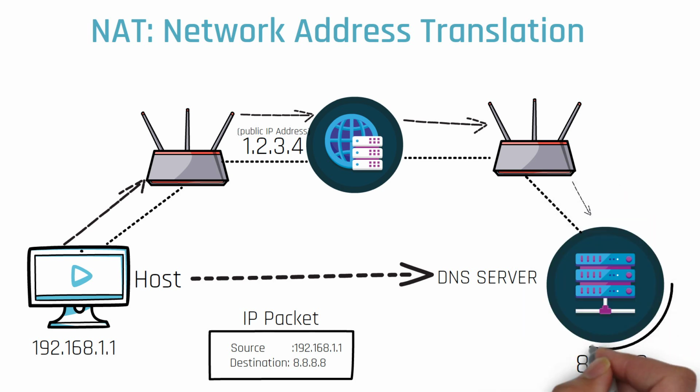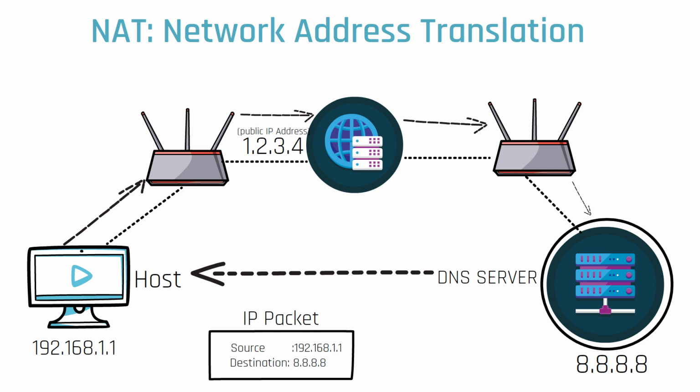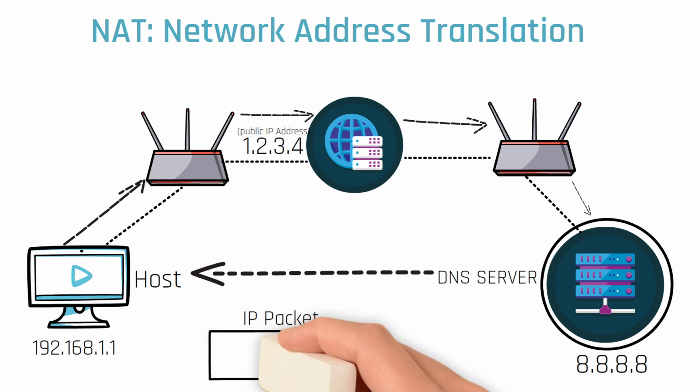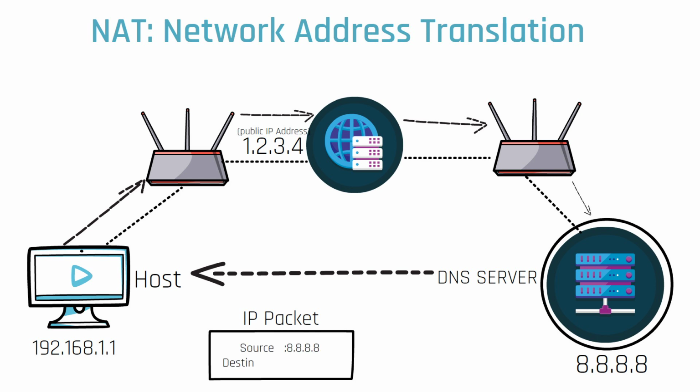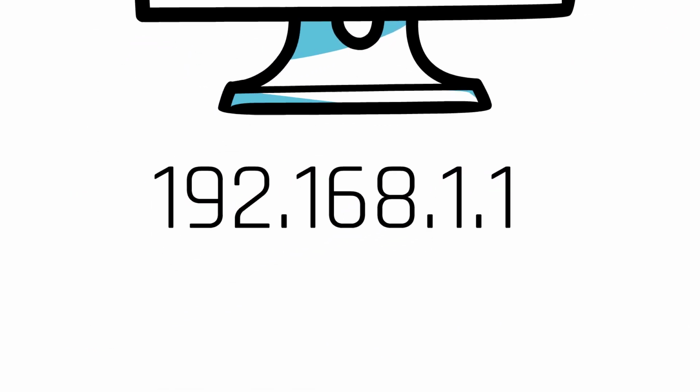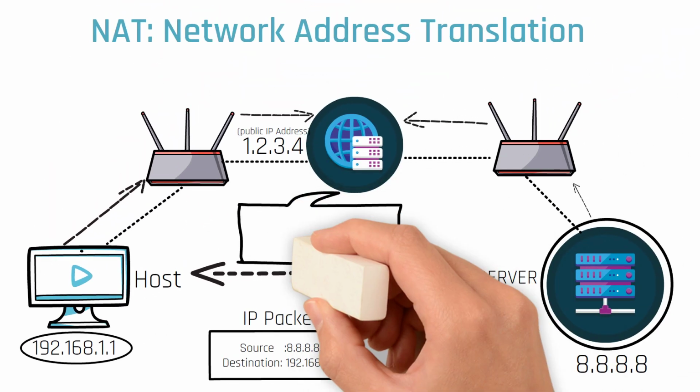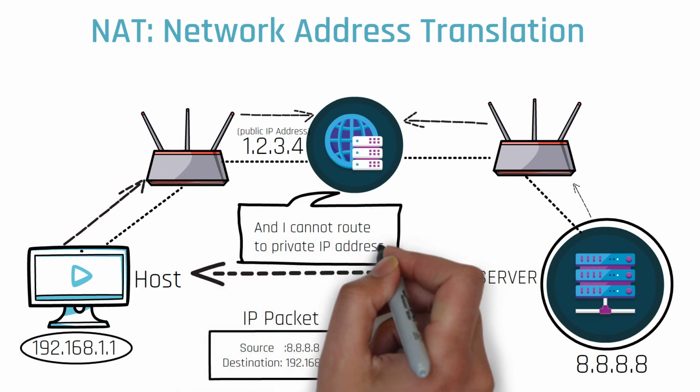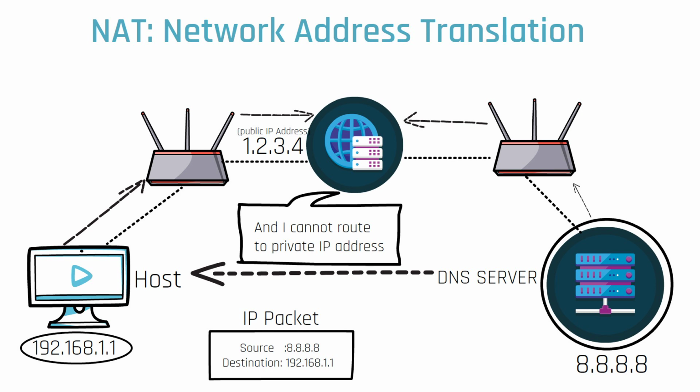Now the server wants to send IP packets of its own to the host. The IP packet will look something like this. The source will be 8.8.8.8, and the destination will be 192.168.1.1. Now the DNS server will send the IP packet to the router, and the router that is connected to the internet will forward it to its ISP. Then the ISP will say that it's good you want to talk, but this destination address over here is a private IP, and we do not route any private IP address. Now this packet will be dropped and it will never make it back to the host.